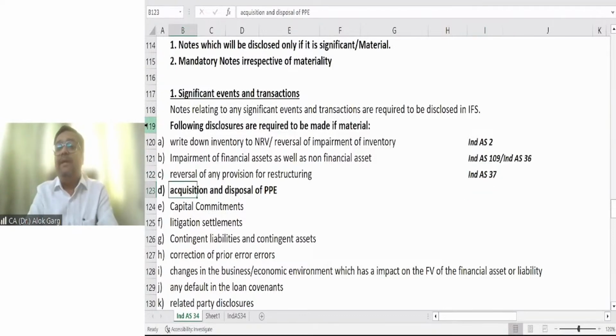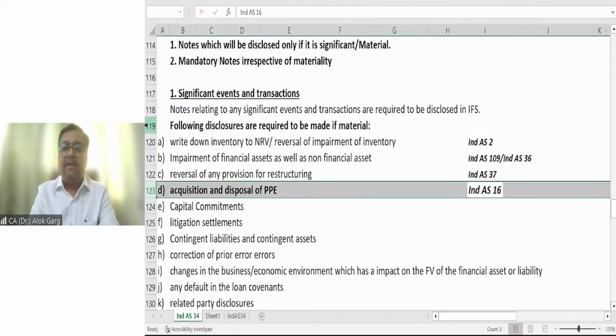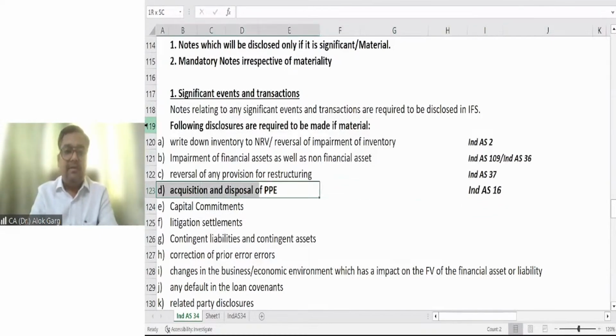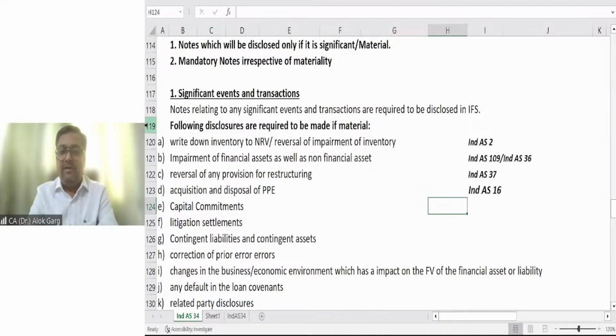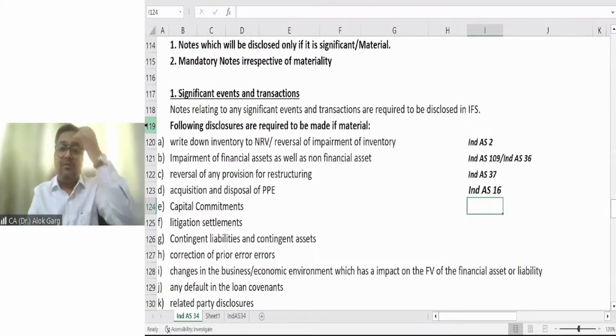Acquisition and disposal of PPE. If the company has acquired, purchased or disposed of PPE, then it is required to be disclosed if it is material. Ind AS 16, you will read this for PPE. Capital commitment. So guys, capital commitment again is also required to be disclosed, right? If it is material. For example, the company has entered into a commitment. The company has issued a purchase order to its capital creditors for 1000 crore. So that 1000 crore will become part of the capital commitment.